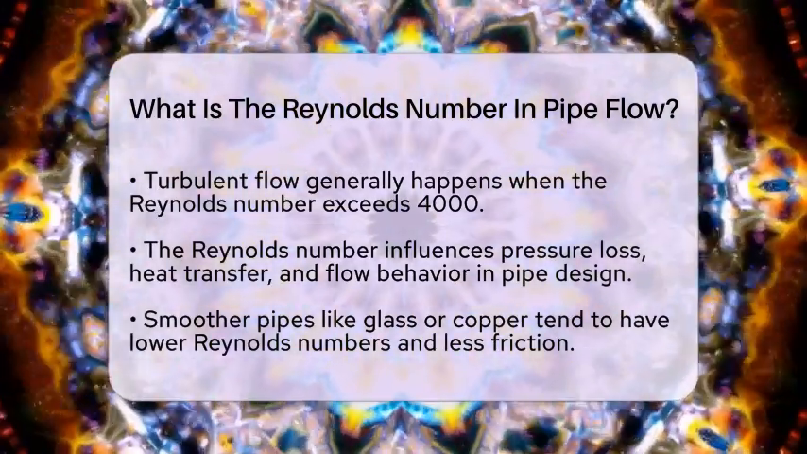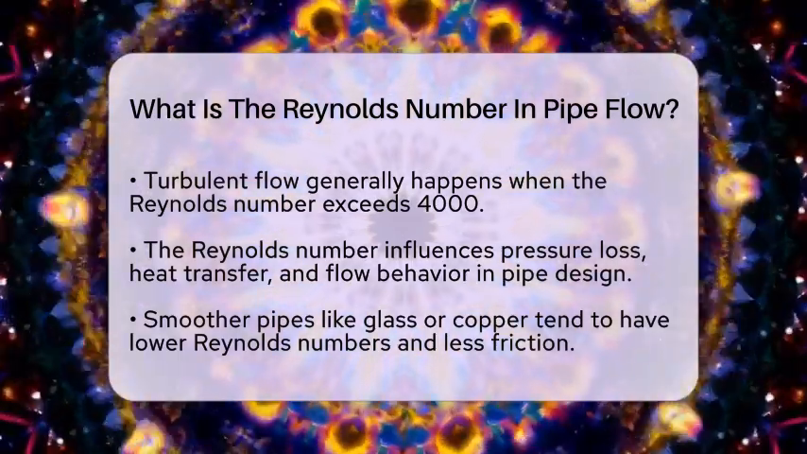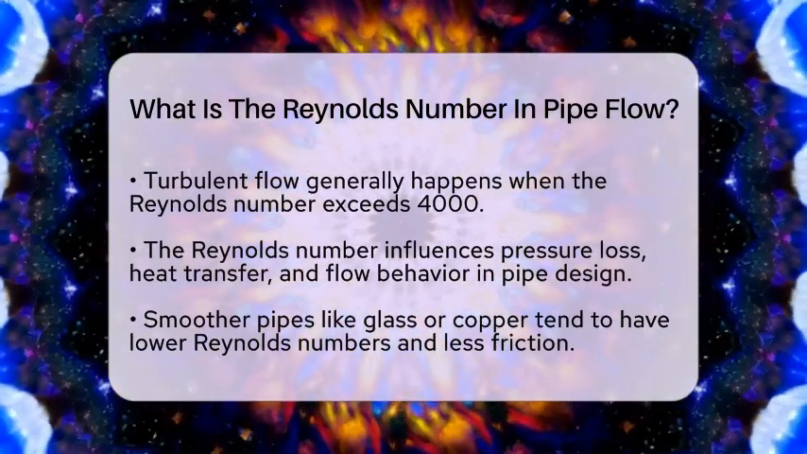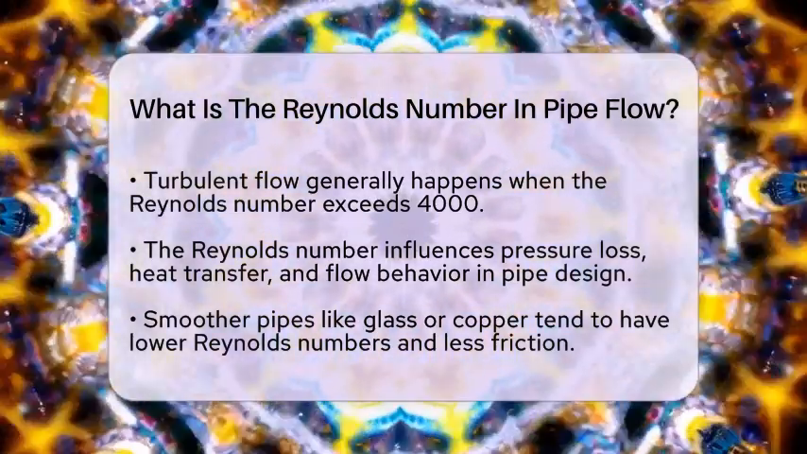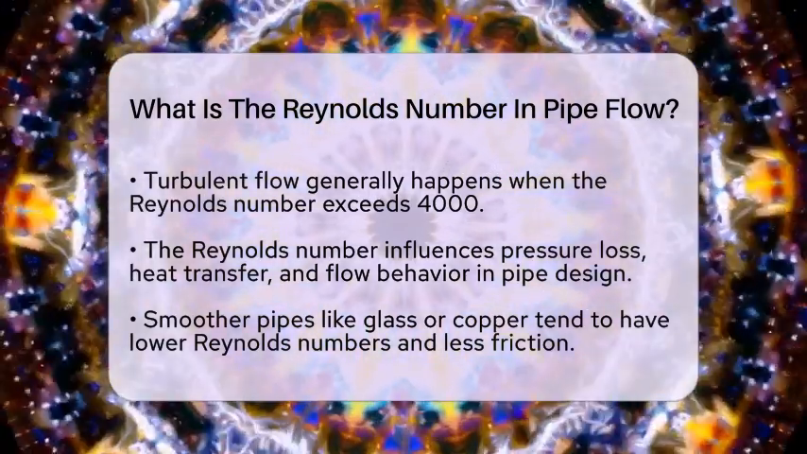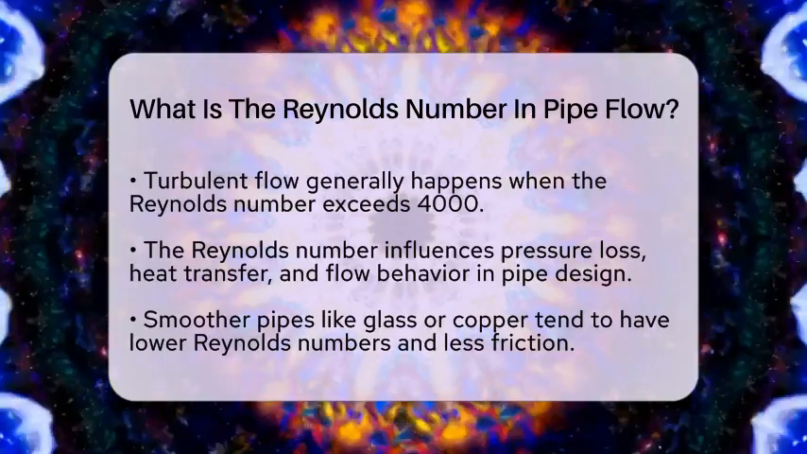Knowing this number helps engineers design pipes better. It influences how much pressure is lost, how heat transfers, and how the flow behaves overall. For example, smooth pipes like glass or copper tend to have lower Reynolds numbers and less friction, while rough pipes like cast iron increase turbulence and friction losses.